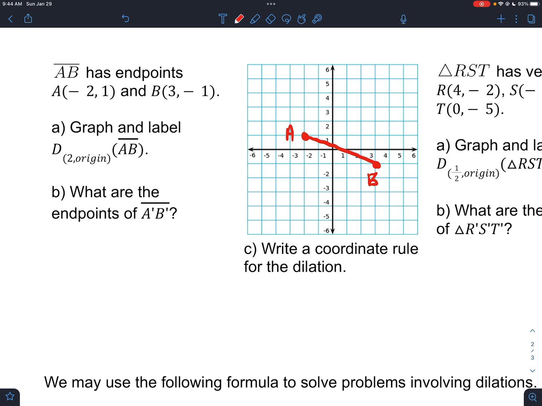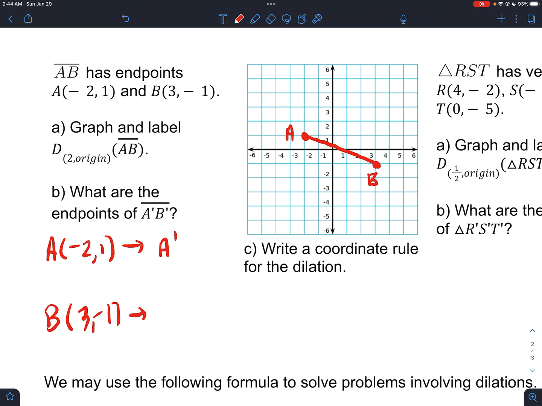Okay, A, B. And we're dilating by 2 from the origin. So A goes to... oh, I'm sorry. A goes to A prime. B goes to B prime.